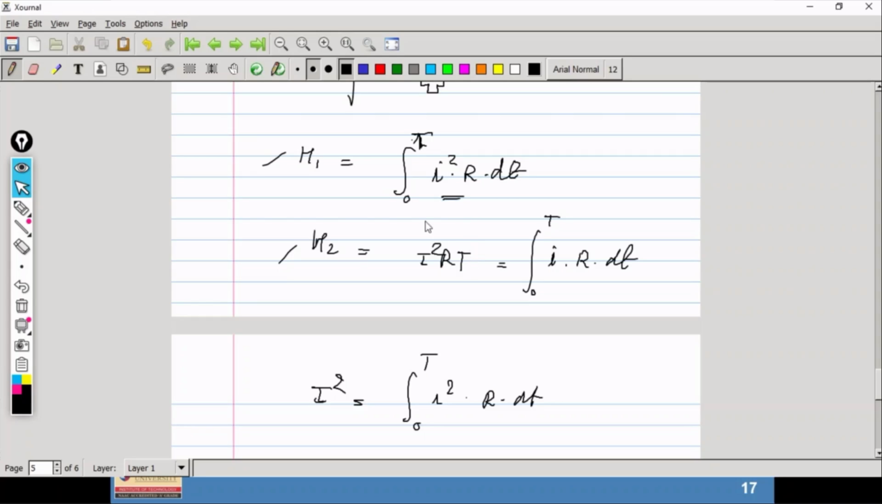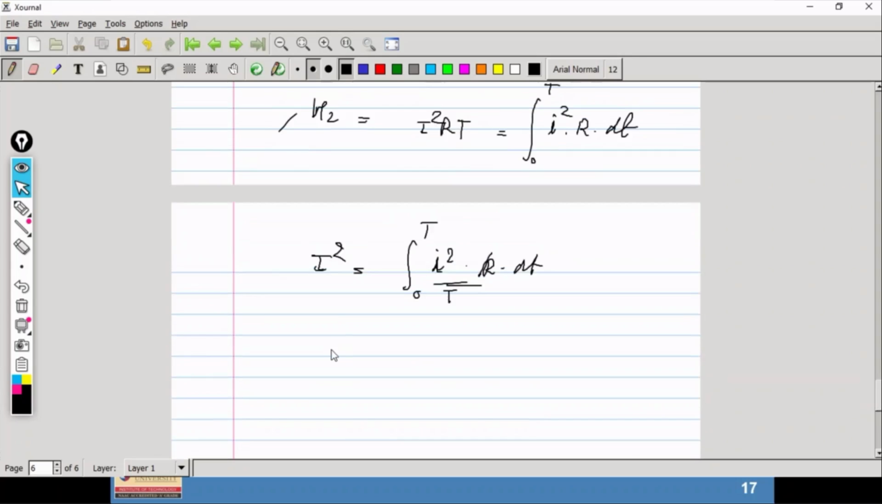Fine, I square R is the power loss, heat we can say. So the heat is the same on both sides, so I square and RT will be cancelled. R will be cancelled and T will be at the bottom. So ultimately we can say I square is equal to the integral from 0 to T, where T is the time period, of I square into dt, with respect to time, divided by T. So dt upon T.